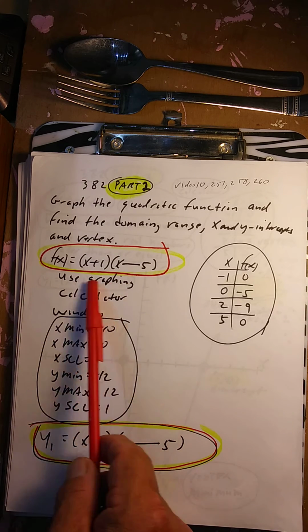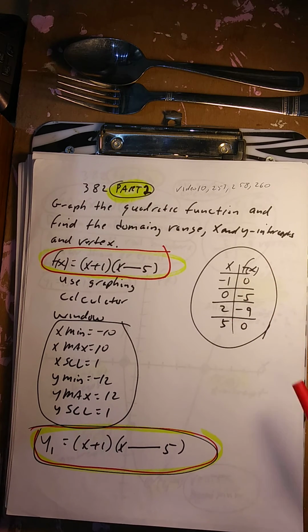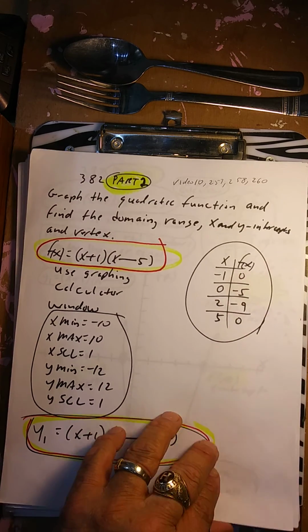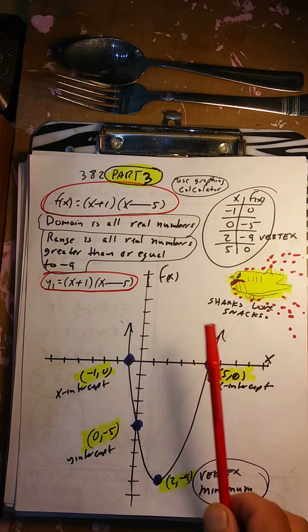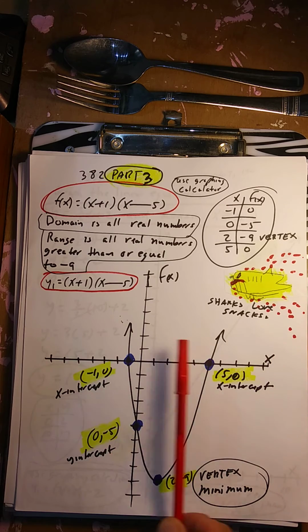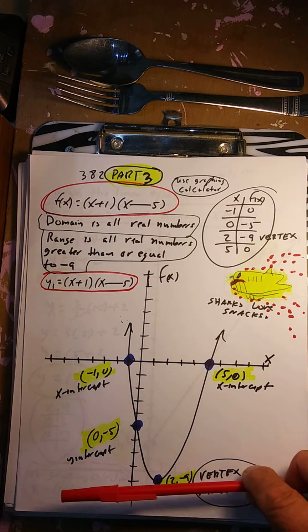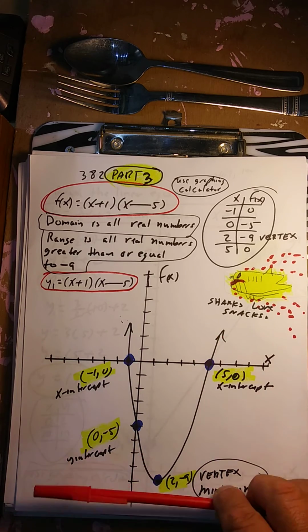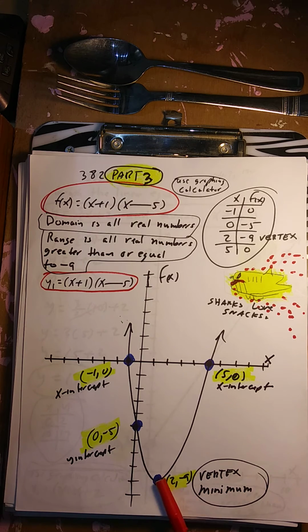Alright, so we can use the graphing calculator, set it up like this. But we know the point's going to be there. So from there we can get it. Let's go to the other part. So here we go. The domain is all real numbers. The range is all real numbers greater than or equal to -9. See that negative right here? So domain goes this way. Range goes right there, up. This is the vertex. It's also a minimum point right there.